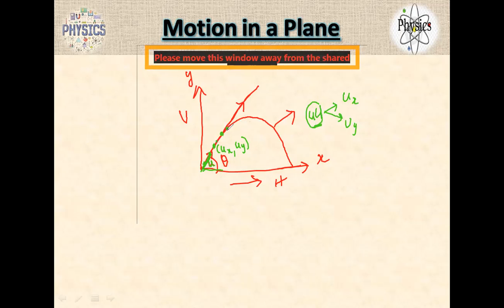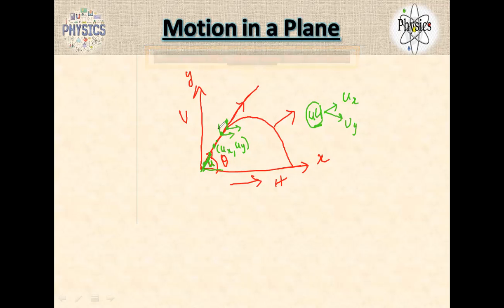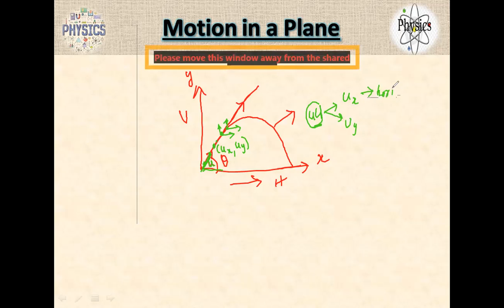One is the horizontal component, you can see that. The vertical component is also there. If I look here, this is the horizontal component and this is the vertical component. So ux is the horizontal component. What is the meaning of that? I am going to tell. Uy is the vertical component.